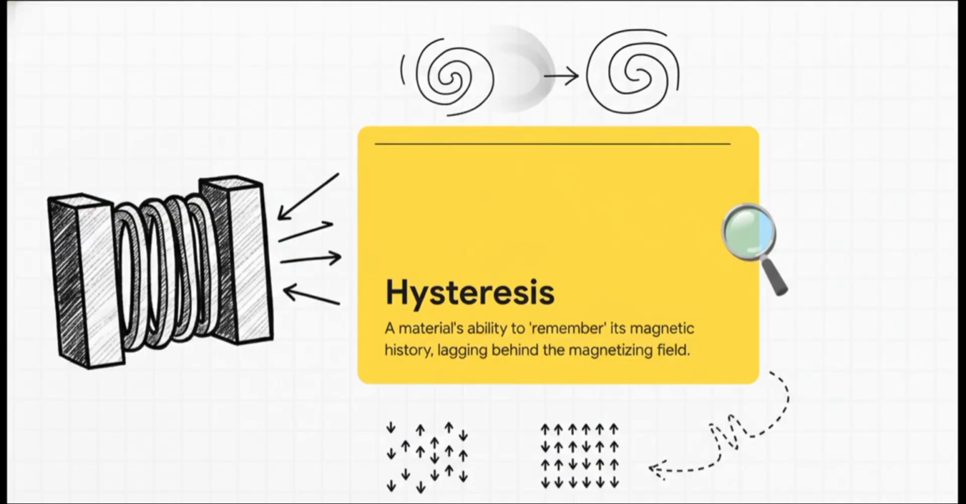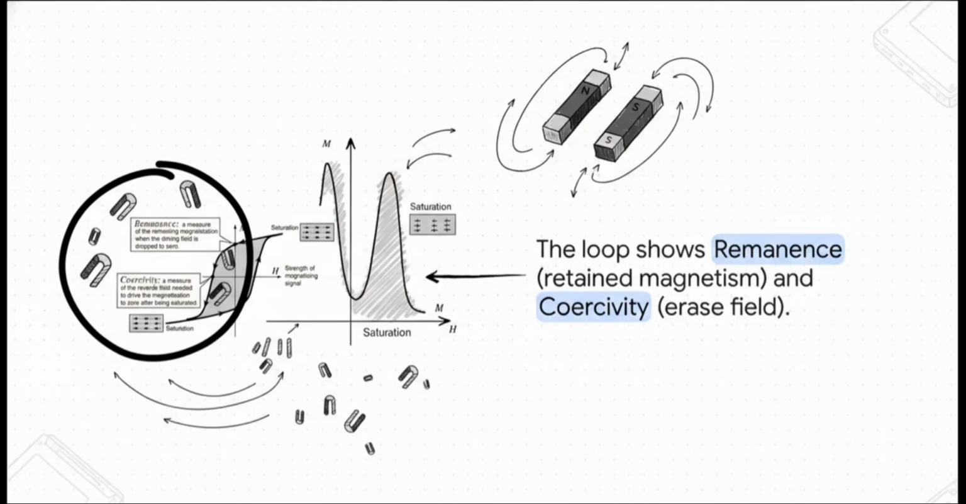Okay, that's cool. But what happens when we turn off that external field? Do things just go back to being a random mess? Well, no. And this is where a really fascinating property called hysteresis comes in. You can think of it as magnetic memory. The material doesn't just snap back to how it was. It remembers being magnetized. This chart, the hysteresis loop, it perfectly illustrates this memory.